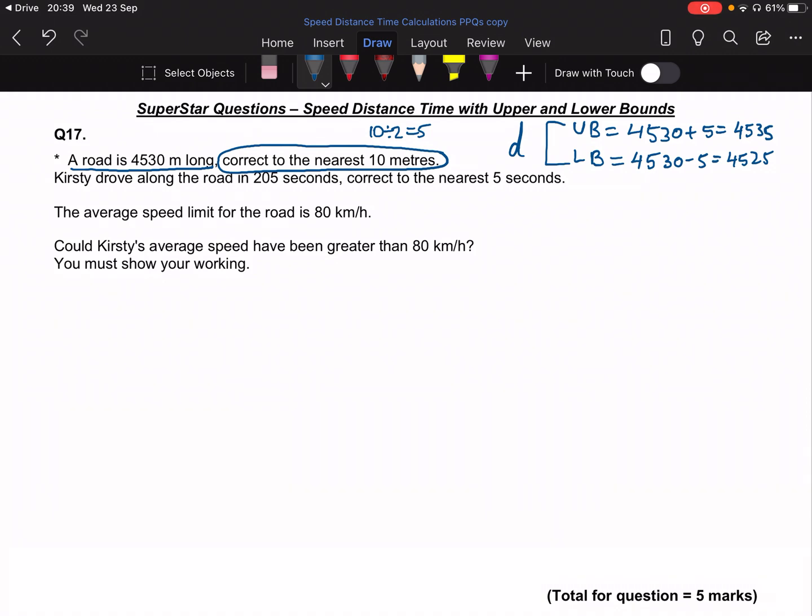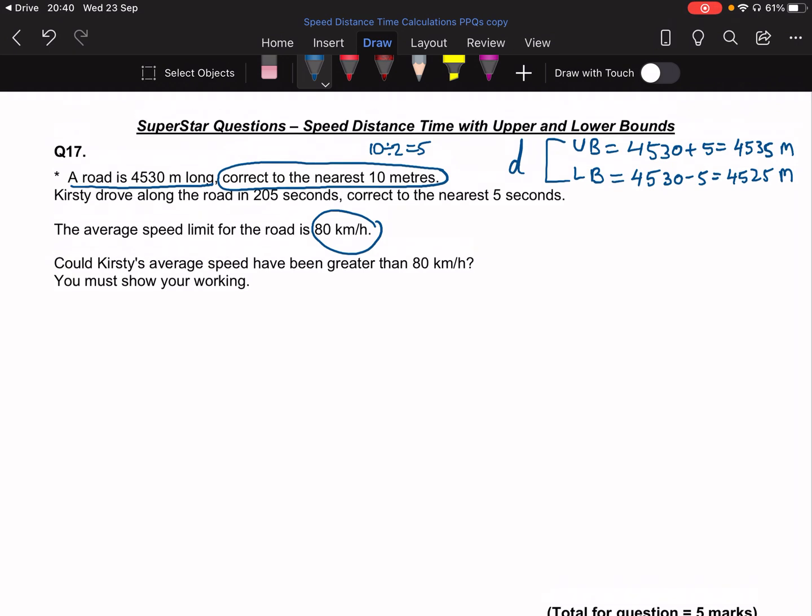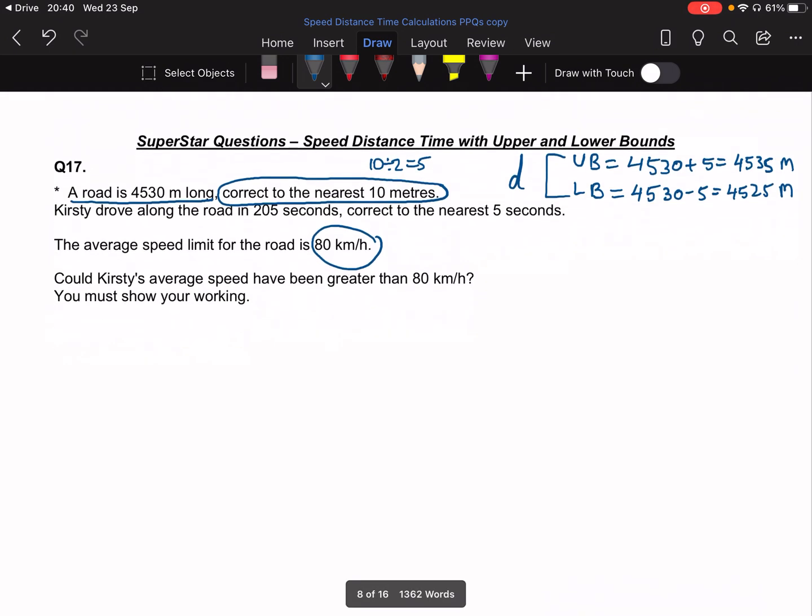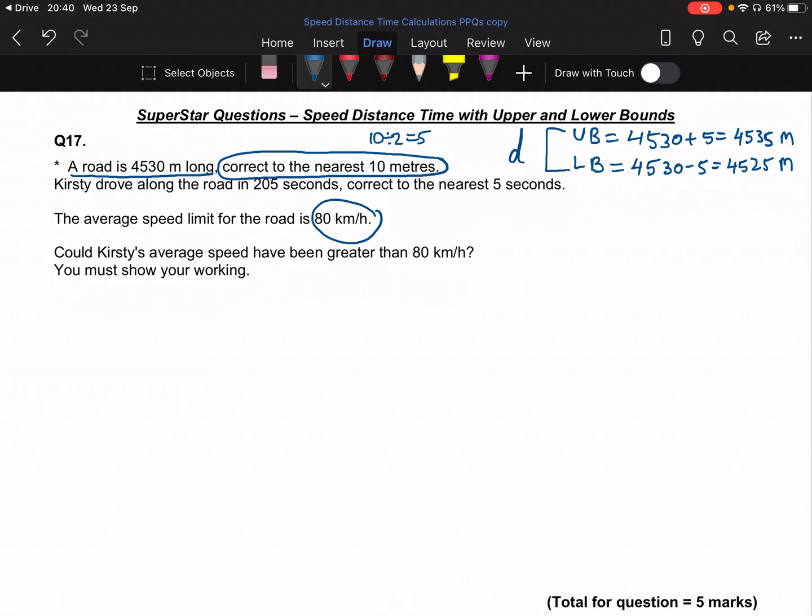So in this case, I've got meters and I've got meters again. And you remember from doing these in class, you always have to check, are your units the same? Not really, because actually they're saying that the average speed limit for the road is 80 kilometers per hour. So that means I need to turn my meters into kilometers and my time, my seconds, to hours, which is going to be lots of fun.